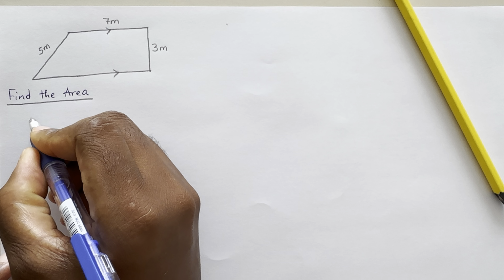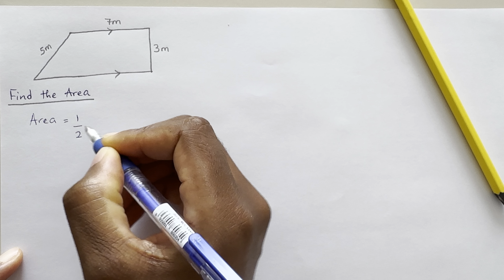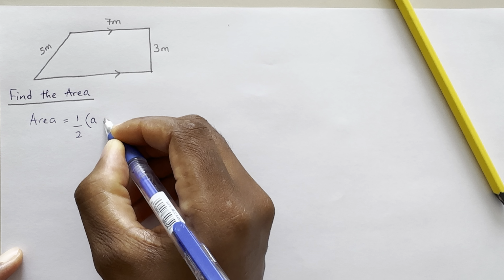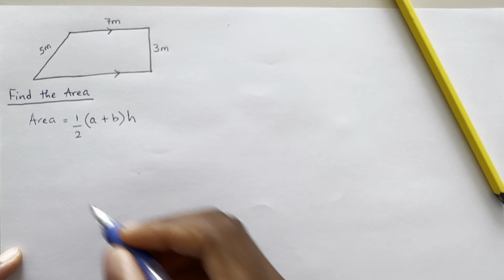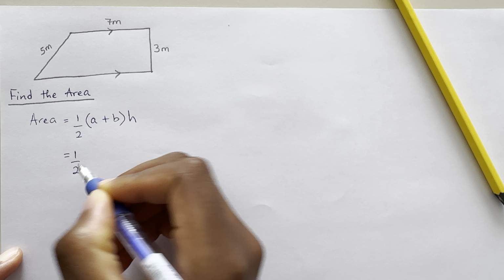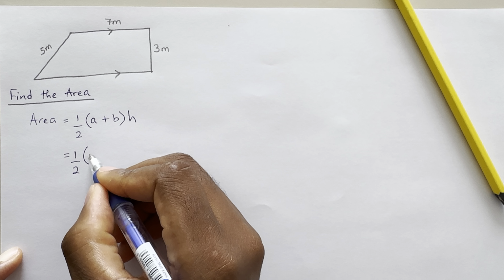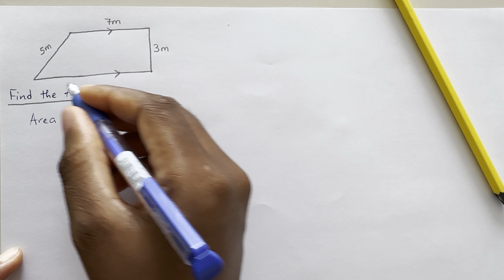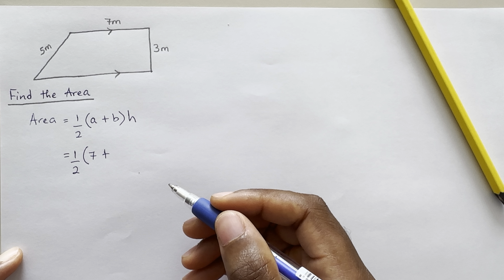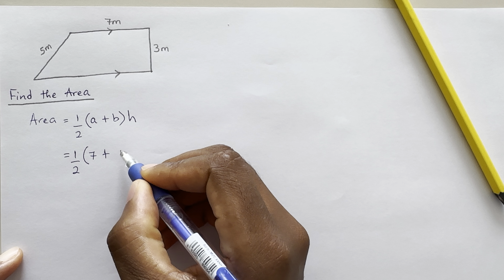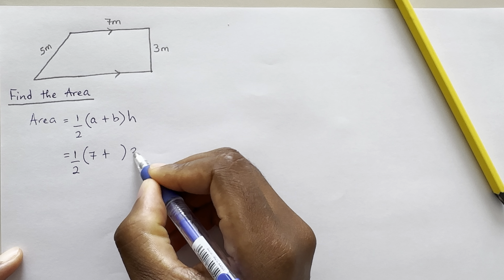So now we are going to say the area is equal to 1/2 (base A plus base B) multiplied by the height. So now we go on to say 1/2 (A, which is 7 meters, plus B). B is this one, and we don't know how many meters it is, so we're going to leave it for a while, and H, the height, is 3.